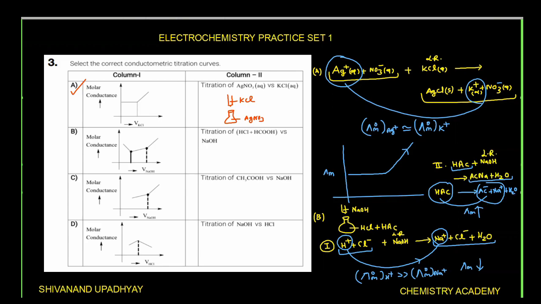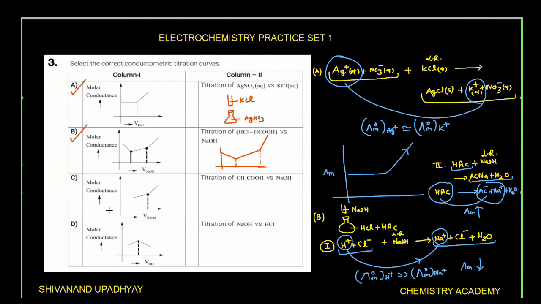So if I write what the graph should be, first it is going to decrease, then it is going to increase, and then it is going to increase further. This is regarding the first equivalence point, this is regarding the second equivalence point, and this is regarding addition of NaOH without any reaction. We are increasing Na plus and OH minus ions in the system, so lambda m is going to increase. So the B option is correct. B is the correct option.